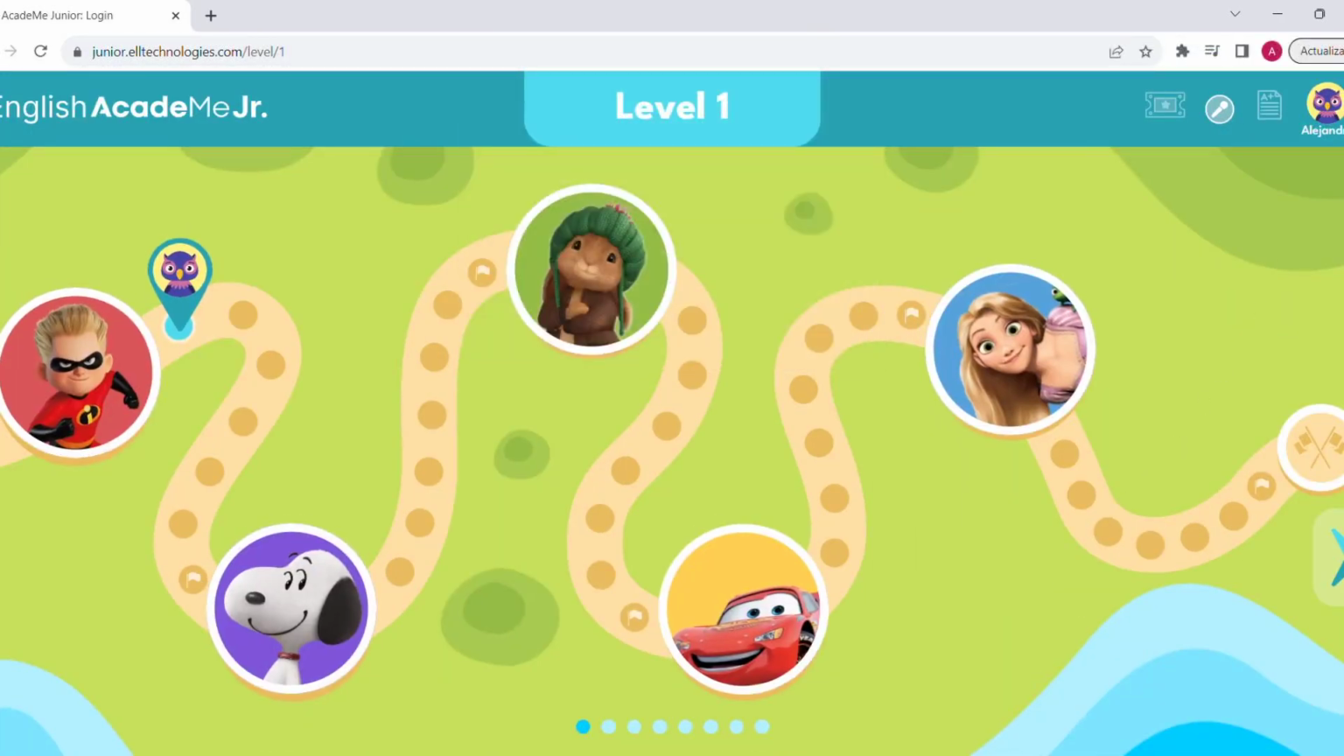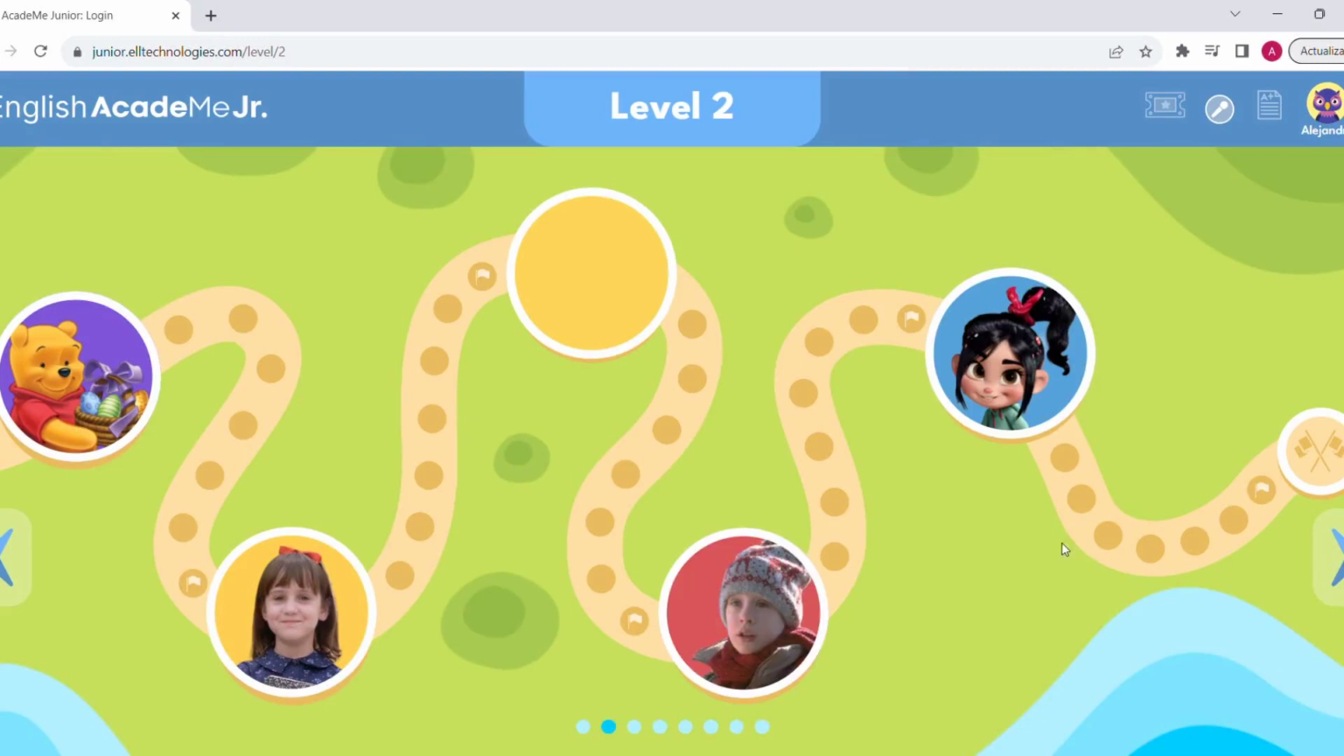Once they log in, students will have access to extensive movie content from Disney, Pixar, Marvel, Sony, etc. Students will have 5 movies per level and 6 lessons per unit. During these 6 lessons, students will be interacting with the movie and learning the vocabulary and structures of the language.